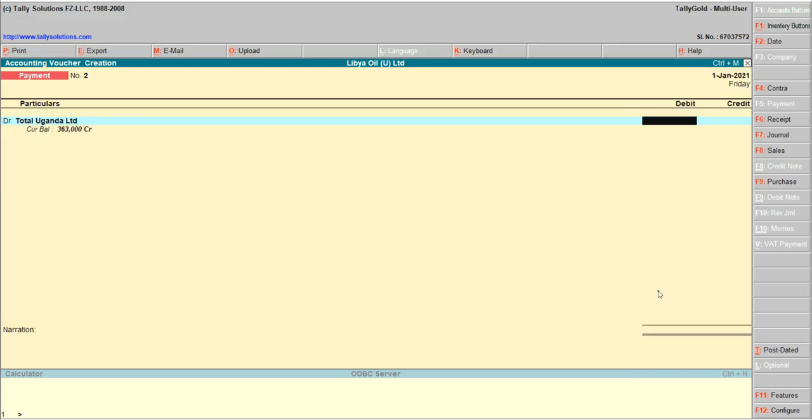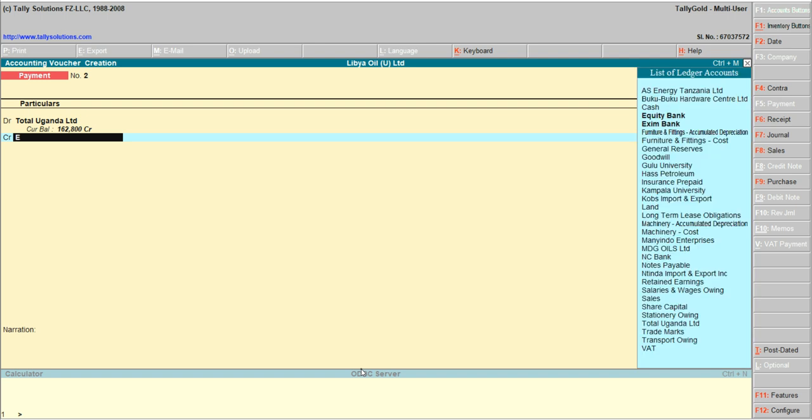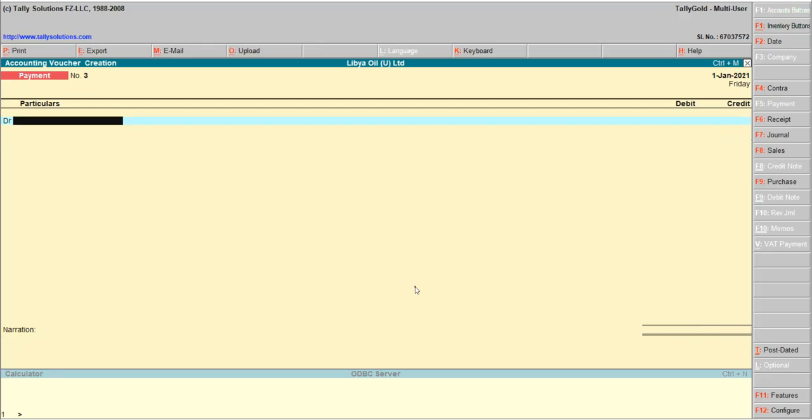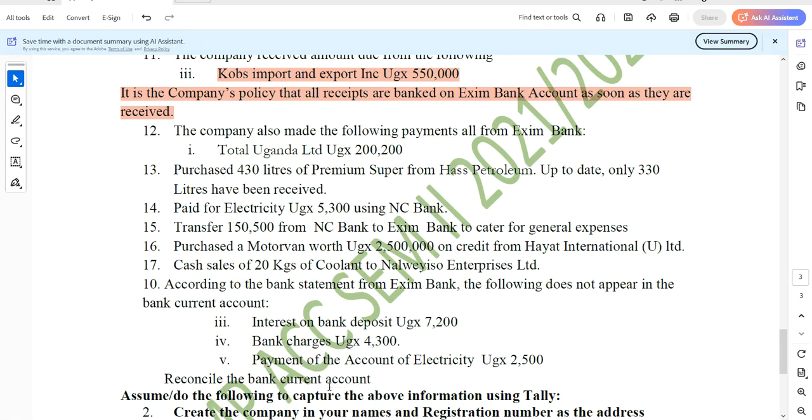The current account balance is 353,000. According to the information we have in the question, we are paying 200. We are paying from Exim Bank. Accept. Then next is done.